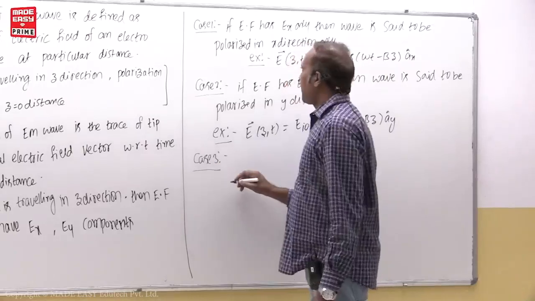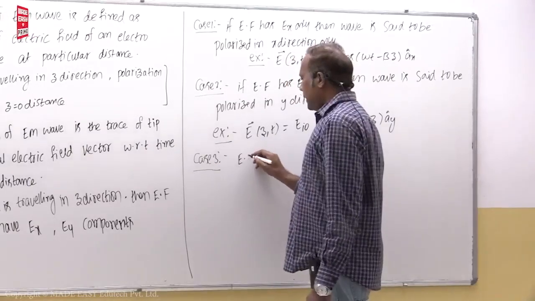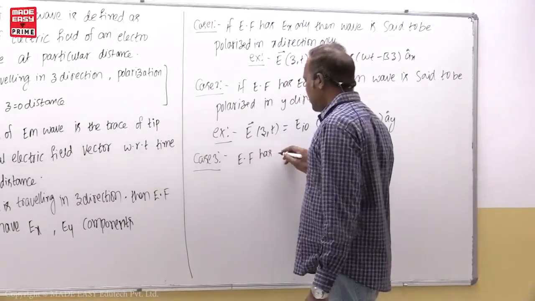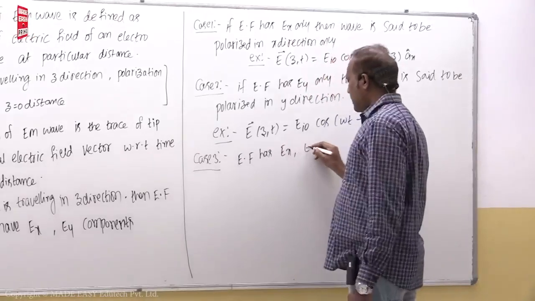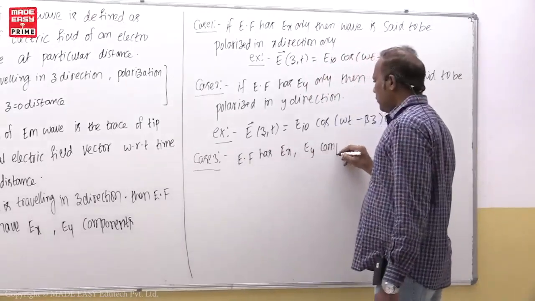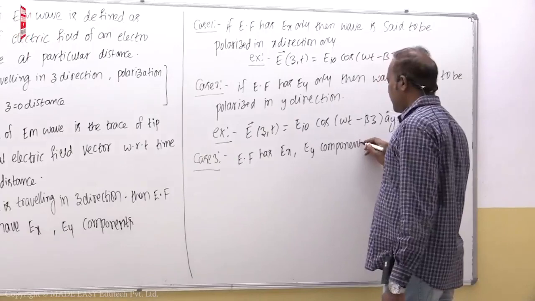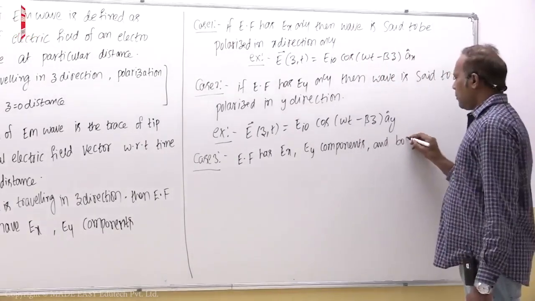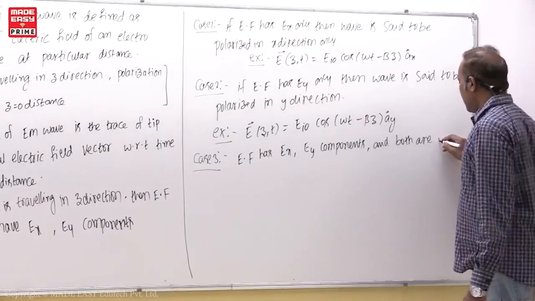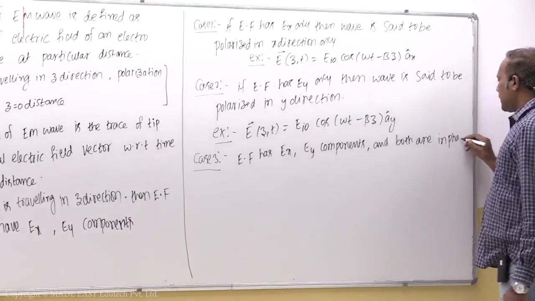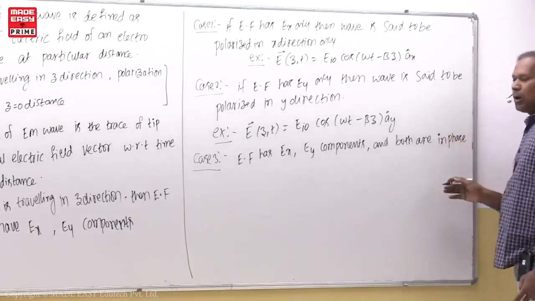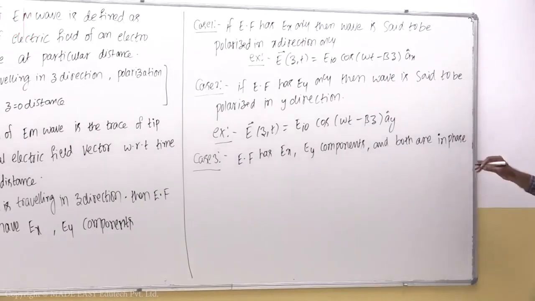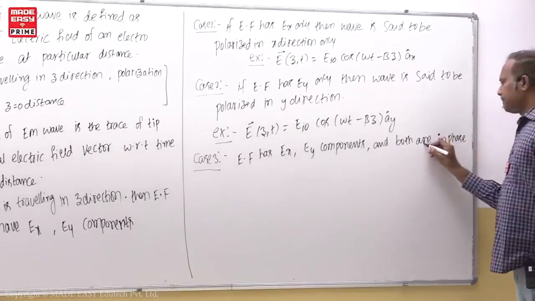Now case 3. The electric field has Ex, comma, Ey components, and both are in phase. Both are in phase means both have the same phase. That is the meaning.